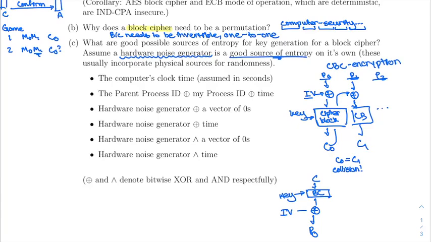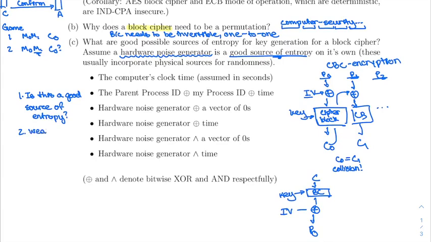So when tackling these problems, I'd recommend a two-fold approach. For one, you want to figure out, is this a good source of entropy? And oftentimes, when we have different sources of entropy, we can combine them together, right, to generate more randomness. Now, the rule of thumb here is if I combine a weak source of entropy and another weak source of entropy, then I'm still going to get a weak source of entropy.